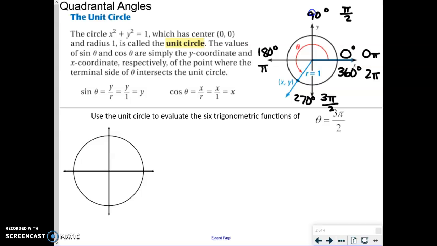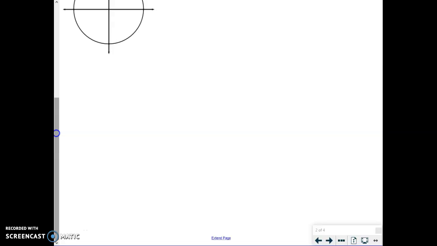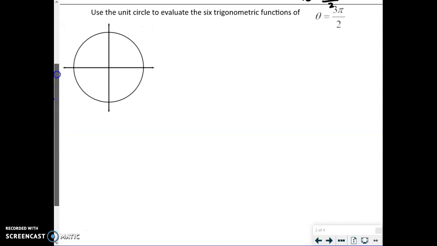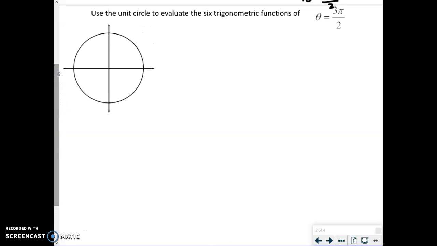With r being 1, that simply leaves us with x. So if we take a look at using this unit circle, and using the understanding that everything on that unit circle from the center out for r is 1, we can evaluate the 6 trigonometric functions of theta being 3/2 pi radians.